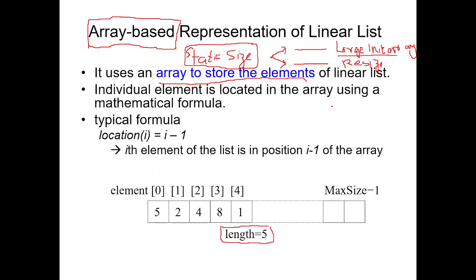That's why we go for linked list based implementations, जहाँ पे array का size जो है it can change dynamically. ठीक है?